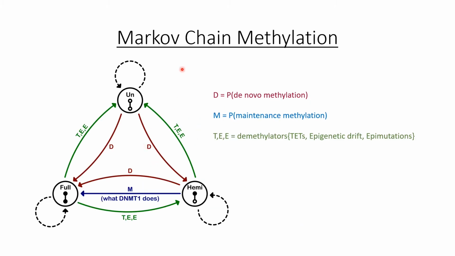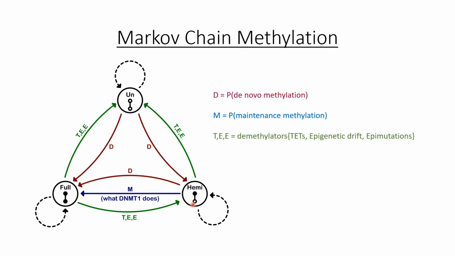Now let's apply this to DNA methylation. This is a Markov chain with respect to DNA methylation. We've got three states: unmethylated, hemimethylated, and fully methylated DNA. Now, unmethylated DNA has three choices. It can remain unmethylated, it can become hemimethylated, or it can become fully methylated through de novo methylation, which is spontaneous methylation. Hemimethylated DNA has three choices as well.